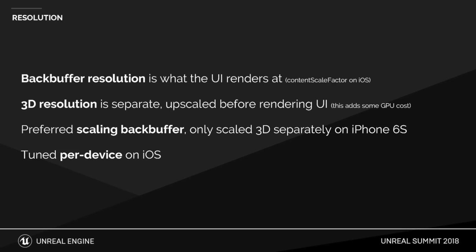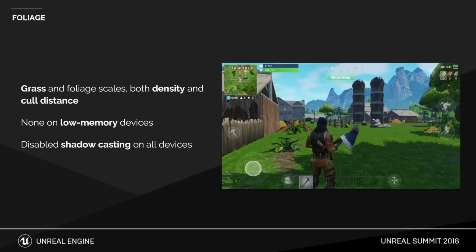For iOS, we choose this per device. For Android, we're doing it for large groups of devices with similar GPUs. The scalability settings for grass and for foliage have the ability to scale the density as well as the culling distance. So for low memory devices, as I said, we completely exclude all of the foliage. On all devices, we don't have the foliage cast any shadows. It's another quite big optimization. It can receive shadows from other objects like the trees, but it's not casting any shadows itself.